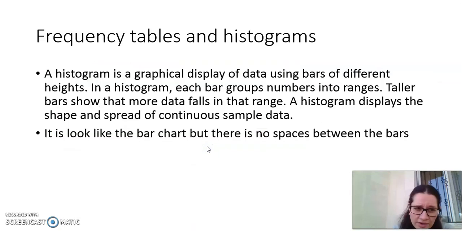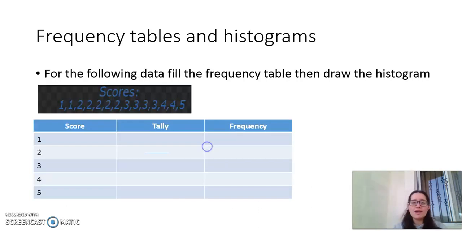So what is the histogram? Actually, the histogram is a graphical display of data using bars of different heights. In the histogram, each bar groups numbers into ranges. Taller bars show that more data falls in the range. A histogram displays the shape and spread of continuous sample data. It looks like the bar chart, but there are no spaces between the bars. So it's a vertical bar chart, but there are no spaces between the bars. This is what we call a histogram.